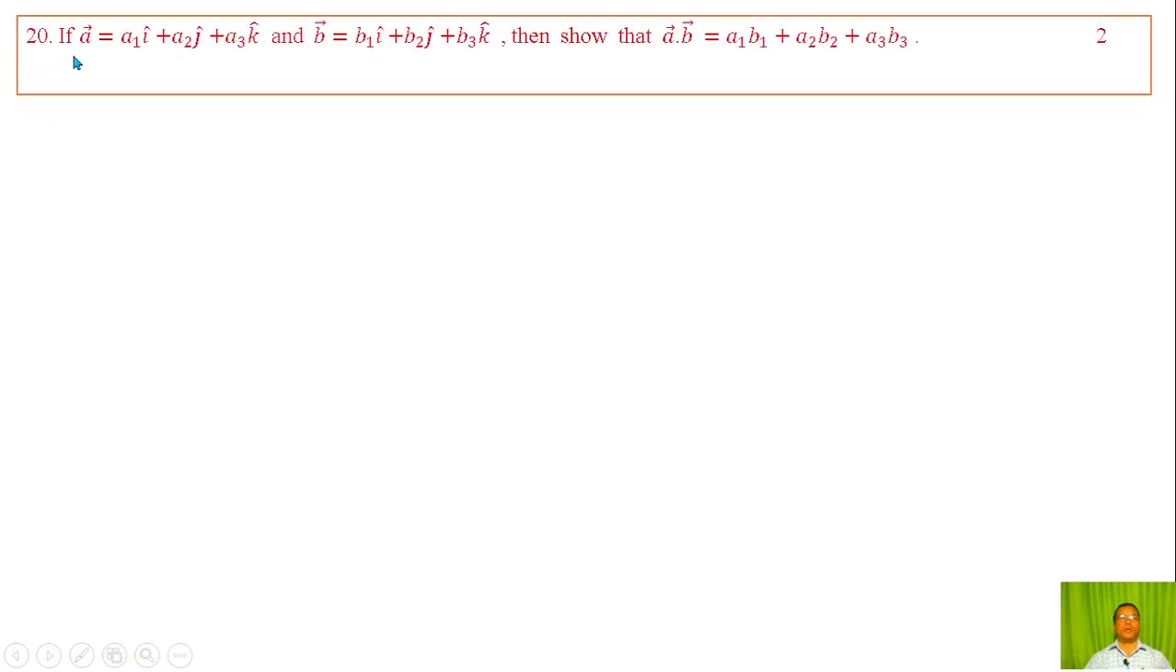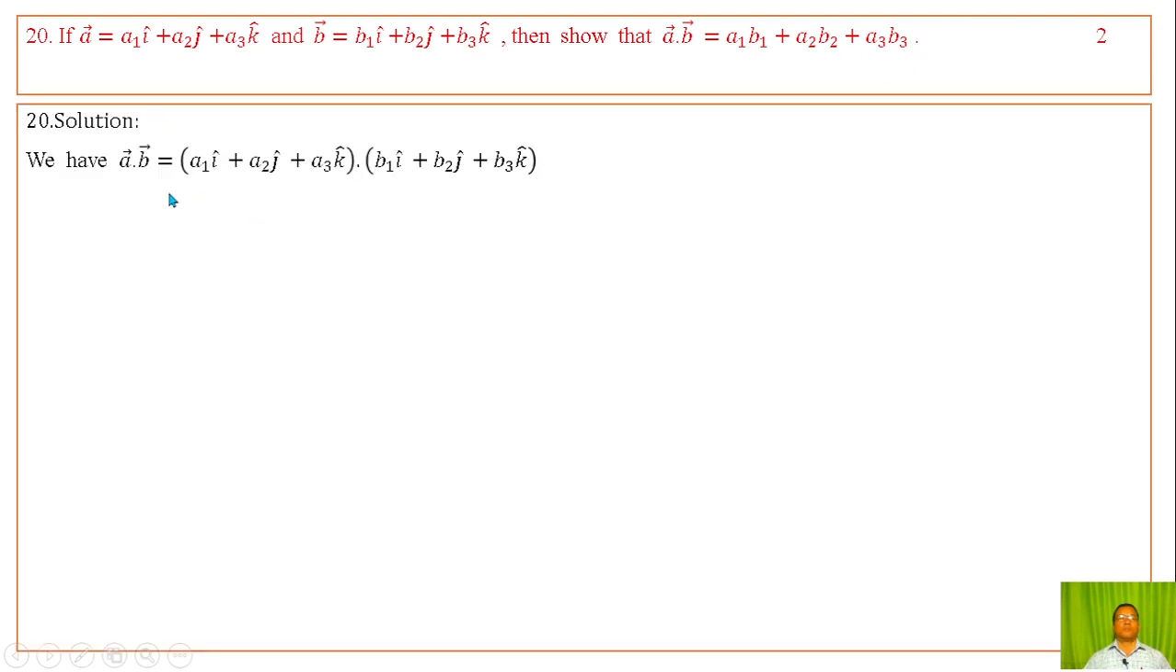Question number 20. If a vector equal to a1 i cap plus a2 j cap plus a3 k cap and b vector equal to b1 i cap plus b2 j cap plus b3 k cap, then show that a vector dot b vector is equal to a1 b1 plus a2 b2 plus a3 b3. 2 marks. We have a dot b, which is a scalar product. Then a1 of i cap, we use the distributive property.